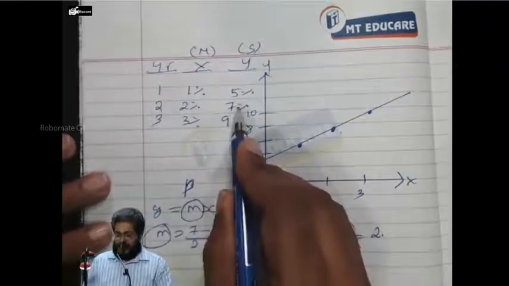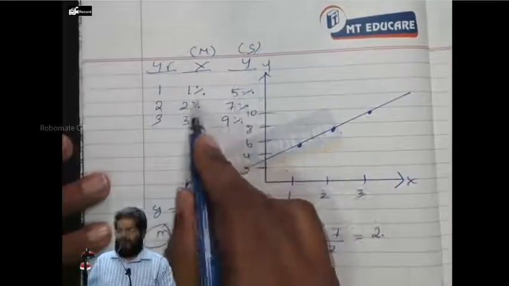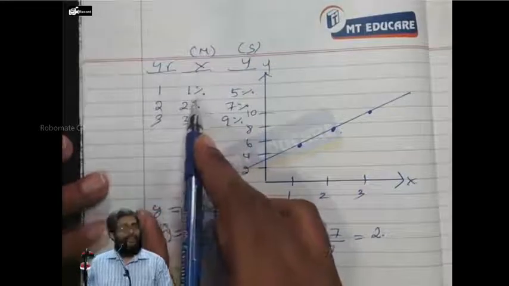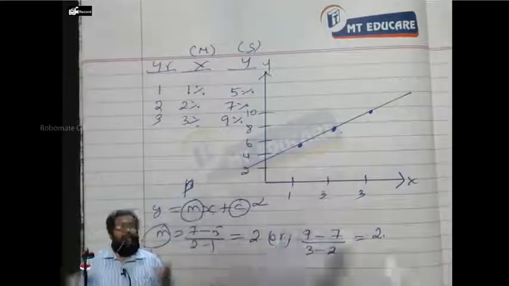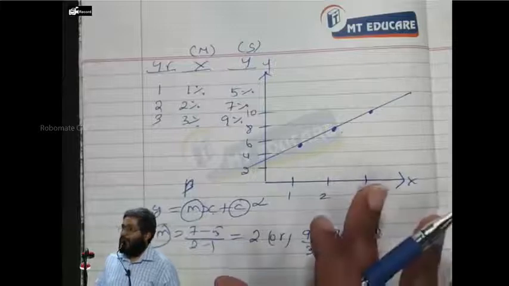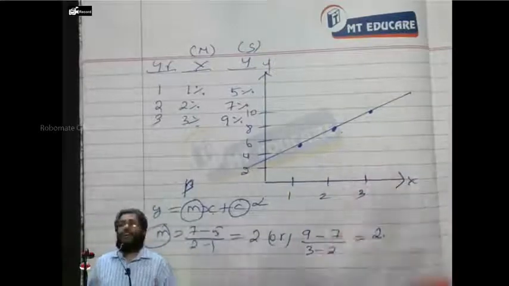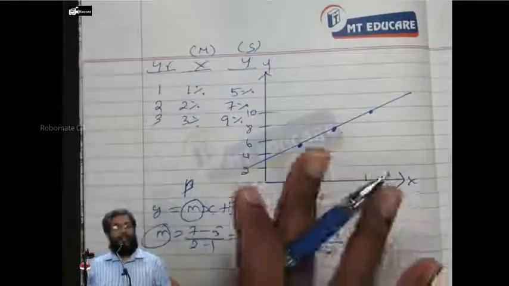7 minus 5 is change in security return divided by change in market return. This is the first formula. What is beta? Change in security return divided by change in market return. Now, this formula itself is enough to calculate beta.